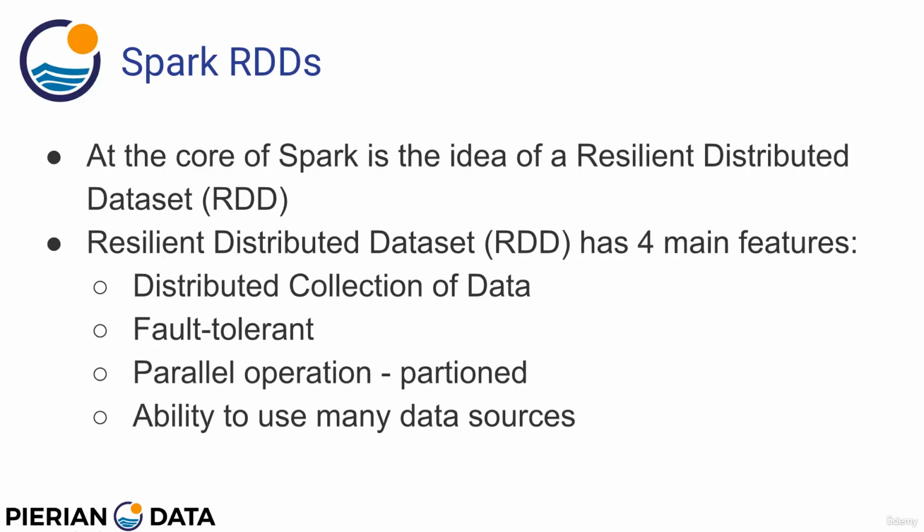At the core of Spark is the idea of the Resilient Distributed Dataset, or RDD. Resilient Distributed Datasets, RDDs, have four main features. They have a distributed collection of the data, they are fault tolerant, they support parallel operations, so they partition the data, and they have the ability to use many data sources, as I mentioned earlier.